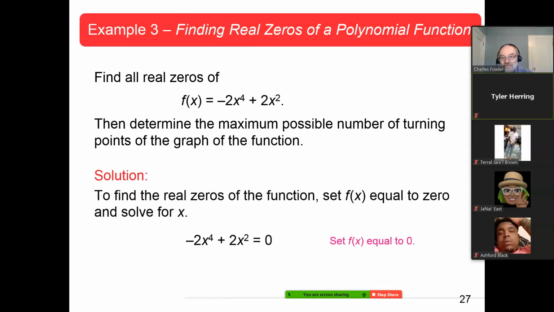So let's see what we're going to do to find the real zeros. Set f of x equal to 0. Just set that equal to 0.